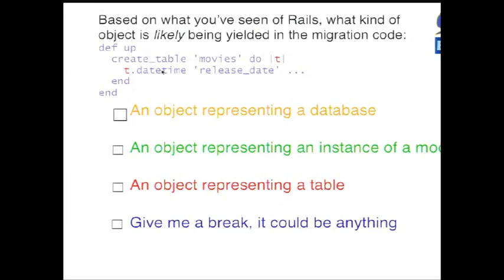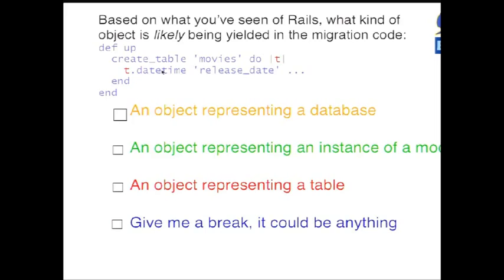An object representing a database? Unlikely. That's far too general, because if we said t.datetime, how do we know what part of what table in the database that would even refer to? An object representing a model instance? Thumbs down. It doesn't make a lot of sense, because we've already seen what models look like. Models certainly have attributes, but we don't have to tell the model what types its attributes are. An object representing a table is correct.